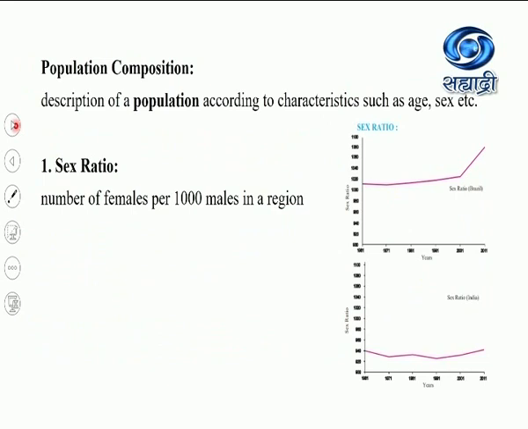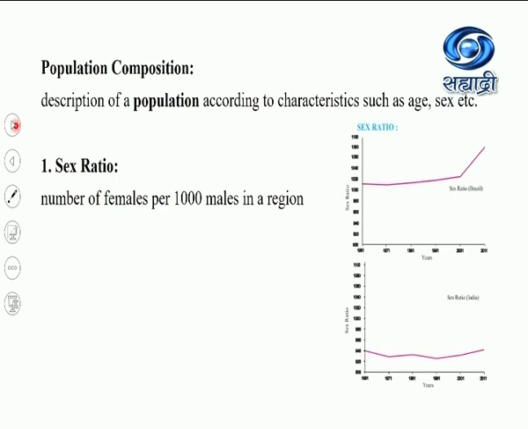Now, when we talk about population, we have to study the population composition. Up till now, we have just seen the total count of people or the density of people, population in 1 square kilometer area. Now, we are going to study the population according to its characteristics, such as the age ratio and the sex ratio of that particular region. So population composition is the description of a population according to the characteristics of the people in that particular area.